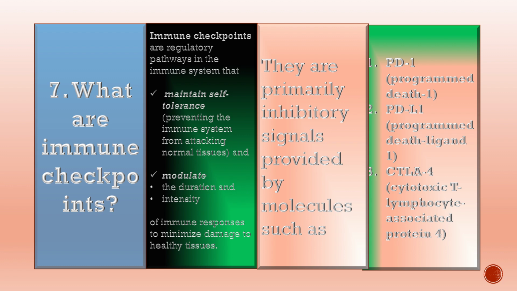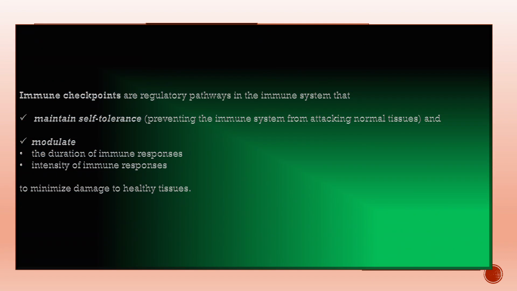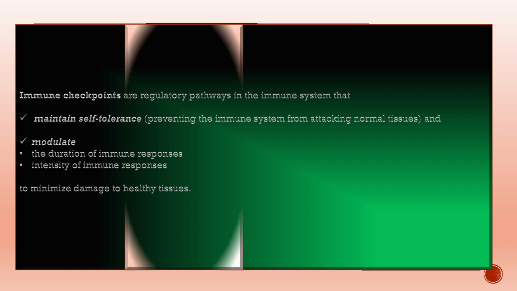They are primarily inhibitory signals provided by molecules such as programmed death ligands and cytotoxic T lymphocyte associated protein 4. Immune checkpoints are to maintain self-tolerance and modulate duration and intensity.